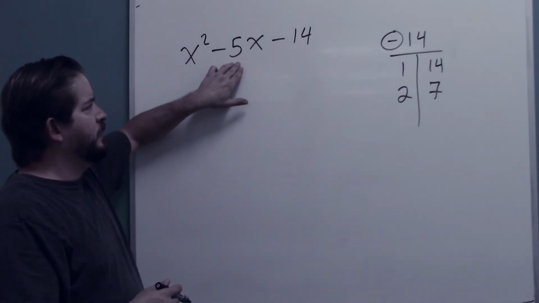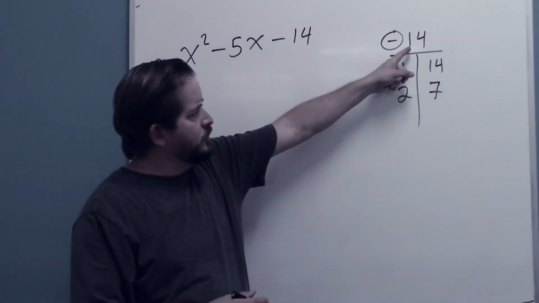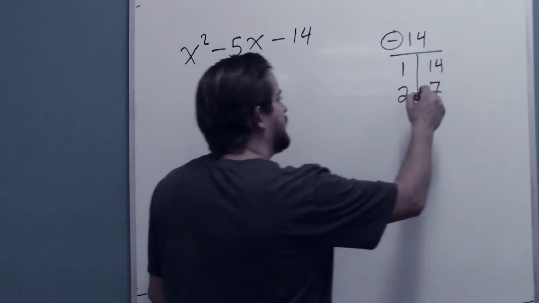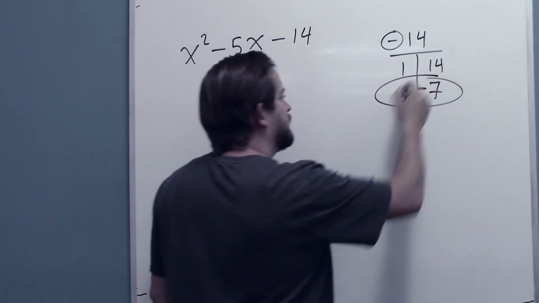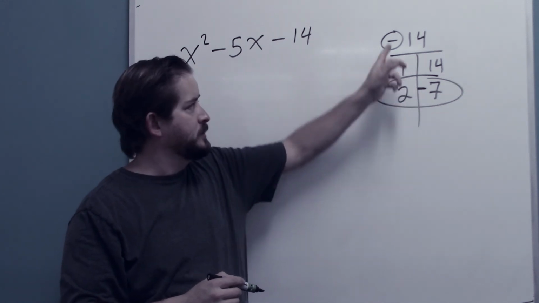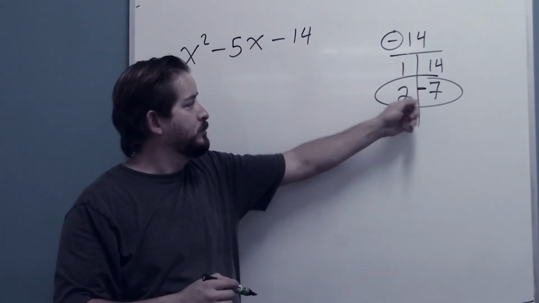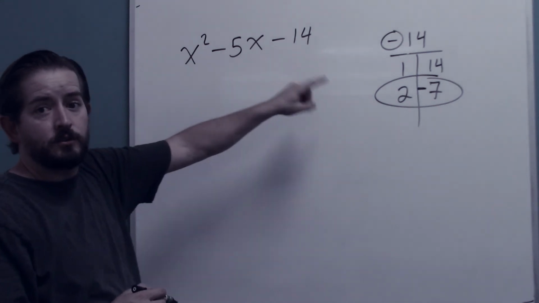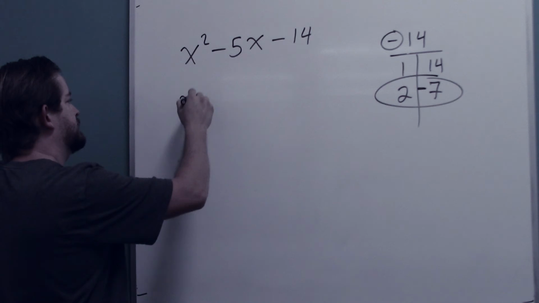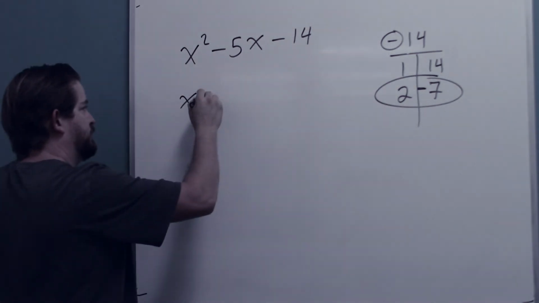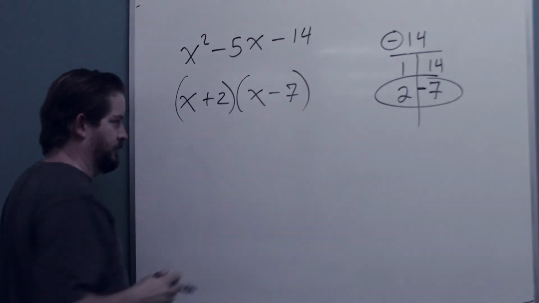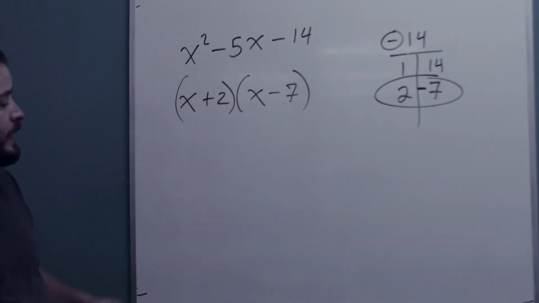So how do I get a negative 5? Well, these numbers have to multiply to the big negative 14, and they also have to combine to negative 5. And so I can do that if I allow, in this pair, the 7 to be negative. Because negative 7 times 2 is negative 14. Negative 7 plus 2 is negative 5. So those are my guys, right? So I'm going to write this as x, the 2 is positive, so it's x plus 2, the 7 is negative, so it's x minus 7. And that's it. That's my answer.